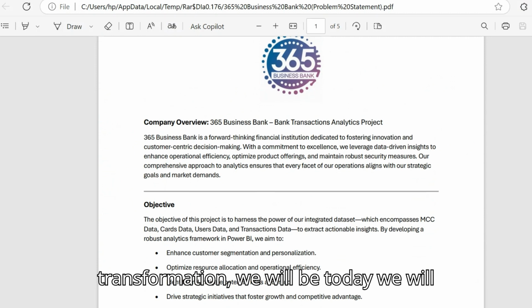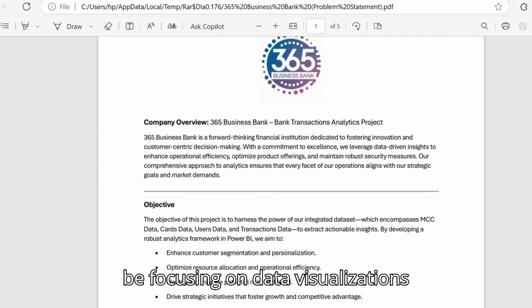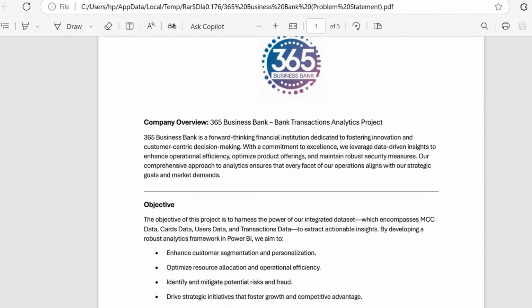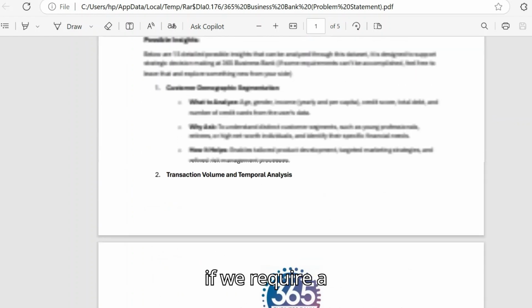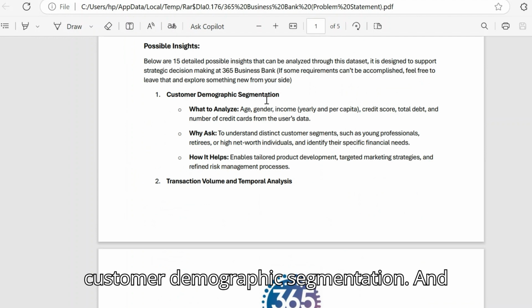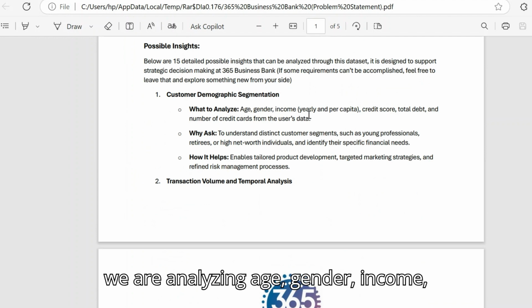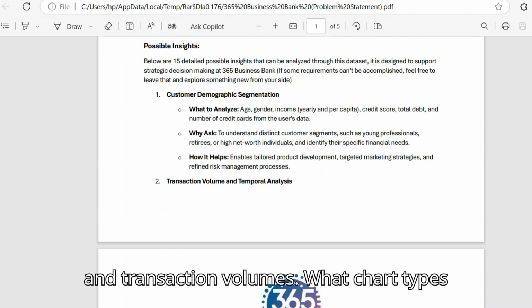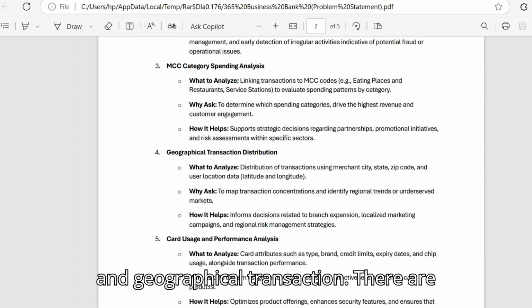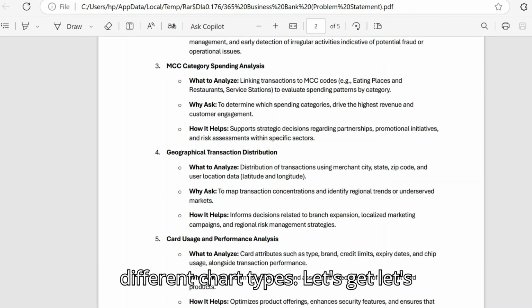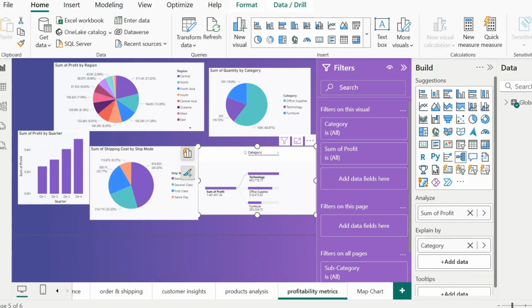and data transformation. Today we will be focusing on data visualizations: how to present the data, what graphs or chart types to use exactly in different requirements. Like if we require a customer demographic segmentation, and we are analyzing age, gender, income, what chart types should be used for this, and for transaction volumes and geographical transactions. There are different chart types. Let's directly get into Power BI.